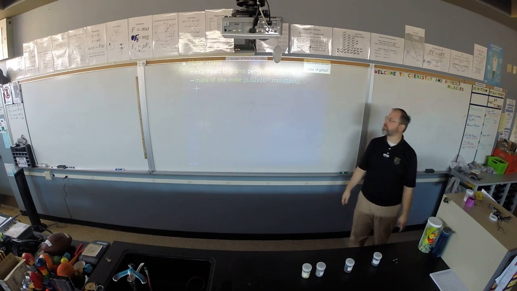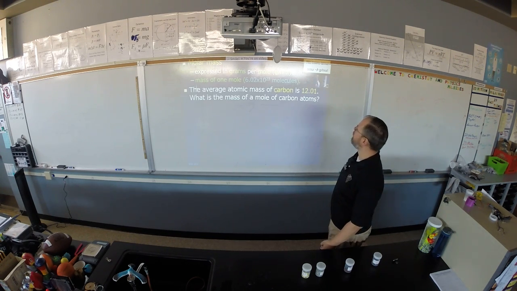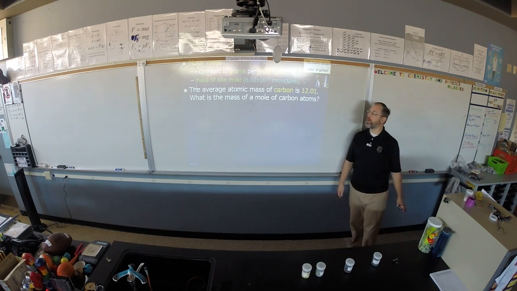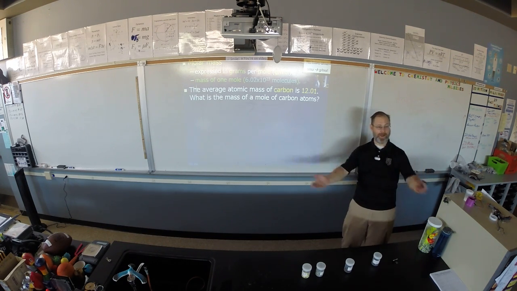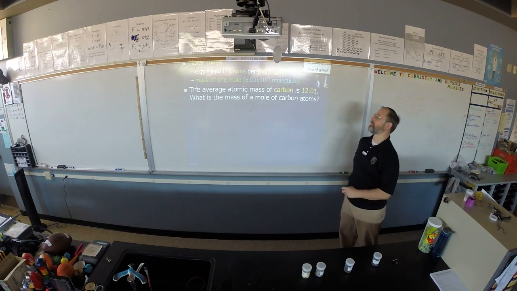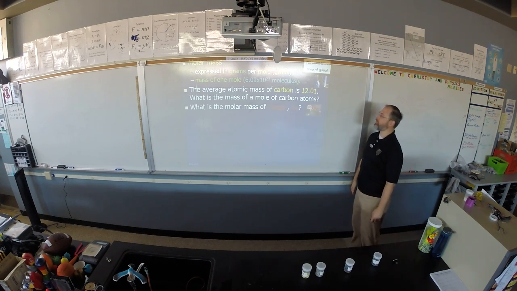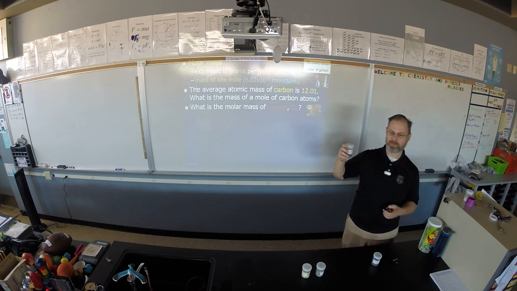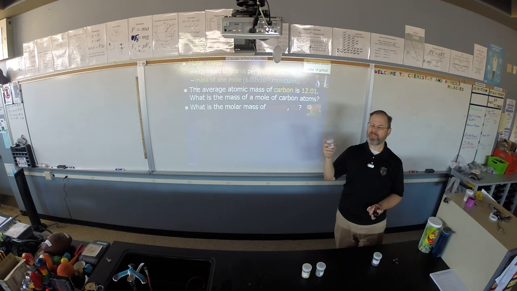Okay, so if you understand that, then we can do some practice. The average atomic mass of carbon is 12 grams. What is the mass of a mole of carbon atoms? 12 grams. Yeah. What is the molar mass of copper? Find it on the periodic table. About 63.5 grams per mole. So when I wanted to weigh out a mole of copper atoms, I weighed out 63.5 grams.